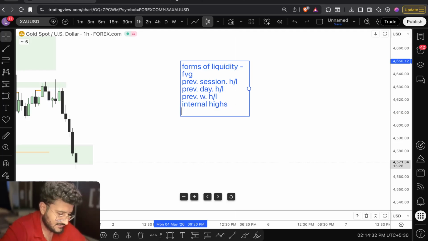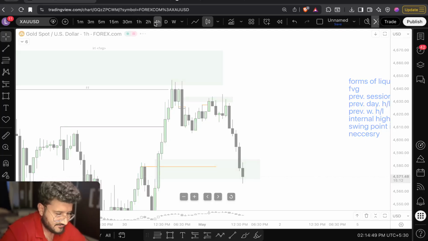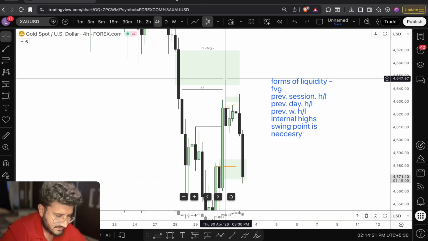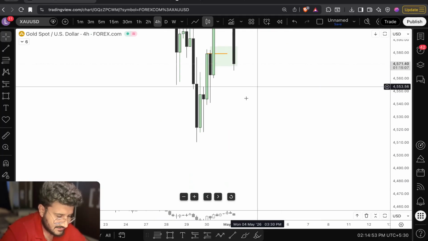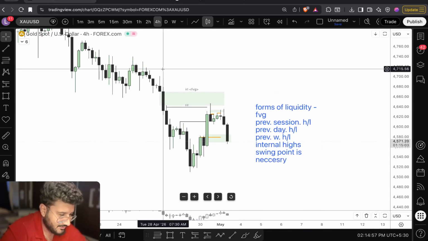always the market is fractal. Market does not reverse from a swing point. Market needs to print a swing point. Swing point is necessary, right? If I show you some examples, this is the 4 hour time frame. Market will always have a swing point. This is my swing point, market reverse. This is the swing low, market reverse, right? Without the swing point, market cannot do anything.